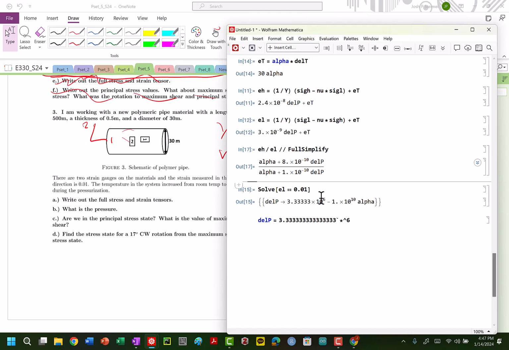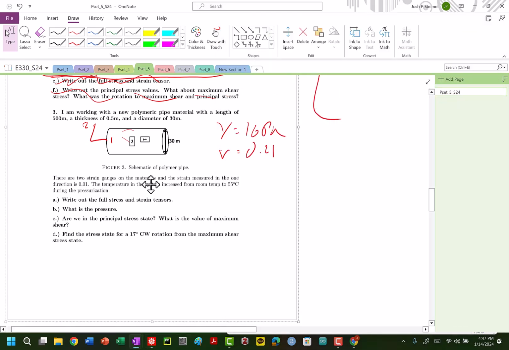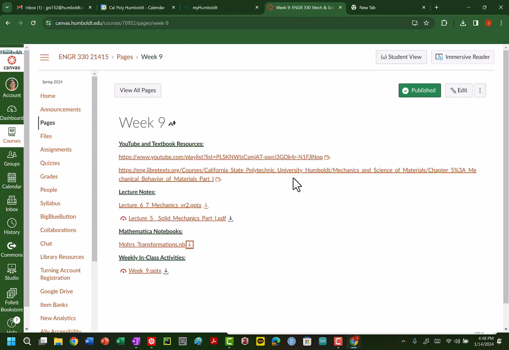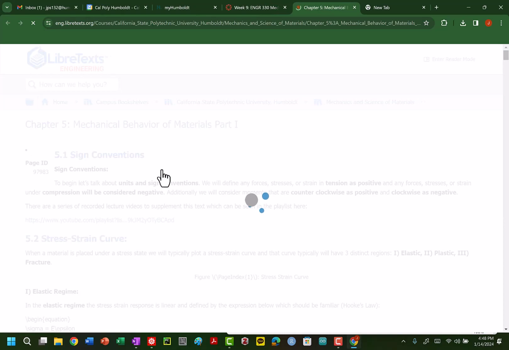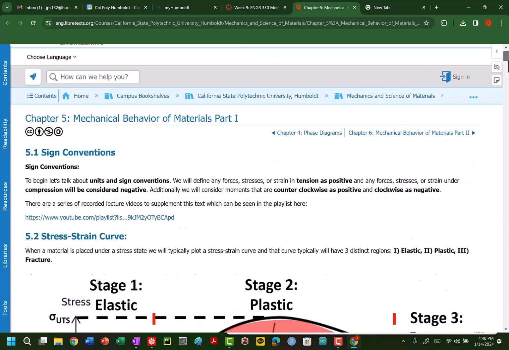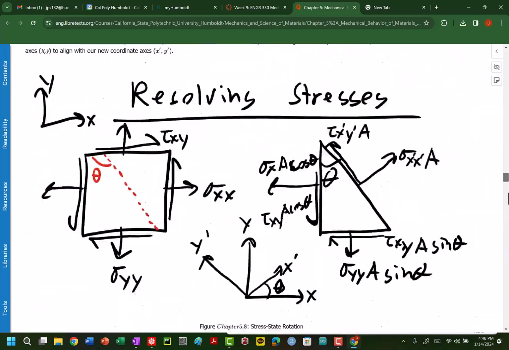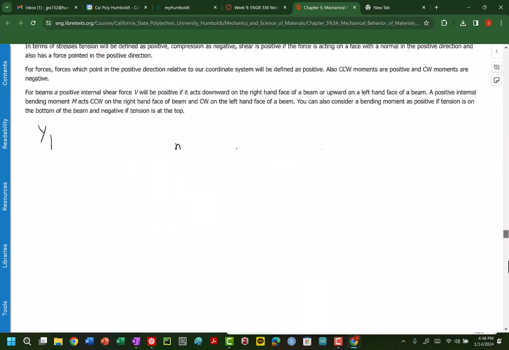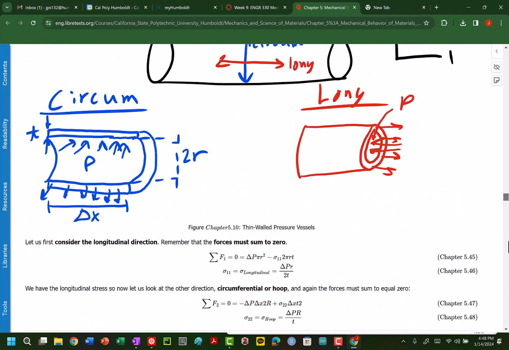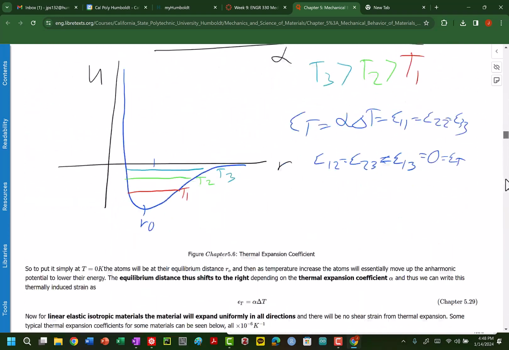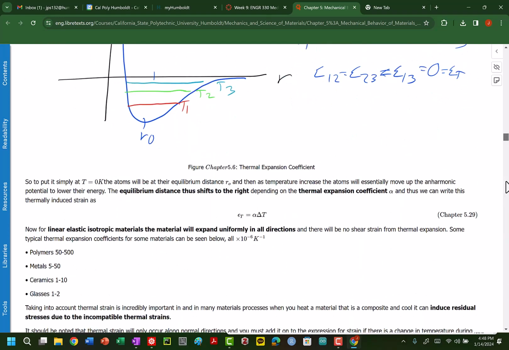Let's see, how can we solve this one? Well, one good way we can solve this problem is if we look at our notes, and I know that I always say don't do this, but again, one of the ways, because we have an unknown in this problem, we are dealing with polymer. So we have said, and we talked about when we're looking at thermal expansion. Where's my thermal expansion? When we look at thermal expansion for polymers, 50 to 500.